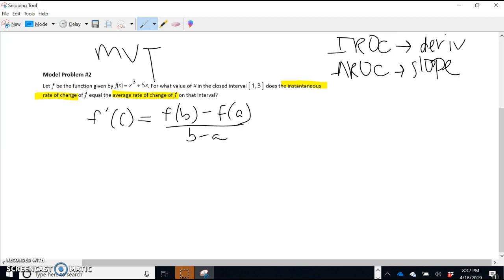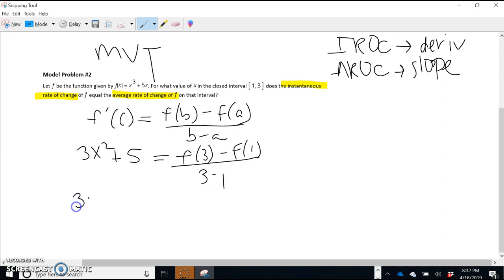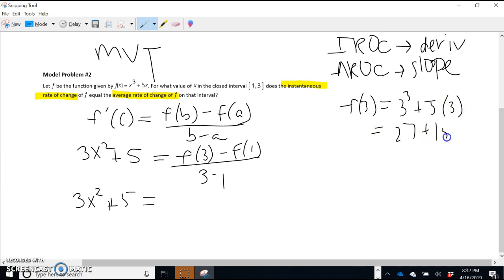Well, my derivative for this function is 3x squared plus 5. So I'd love to know when that derivative is equal to f of 3 minus f of 1 all over 3 minus 1. In other words, 3x squared plus 5 needs to equal, let me do some side work. f of 3 is 3 cubed plus 5 times 3, or 27 plus 15, or 42. And f of 1 is 1 cubed plus 5 times 1, which is 6.